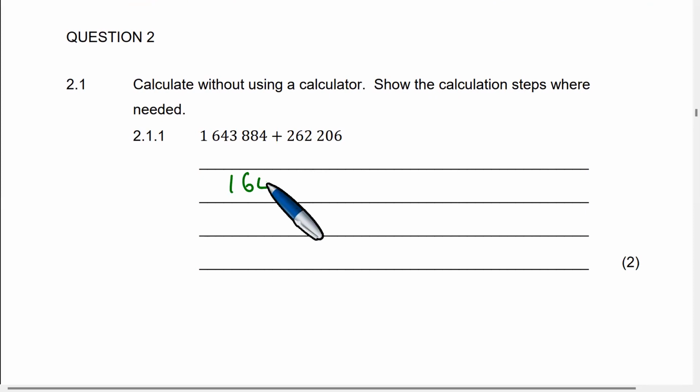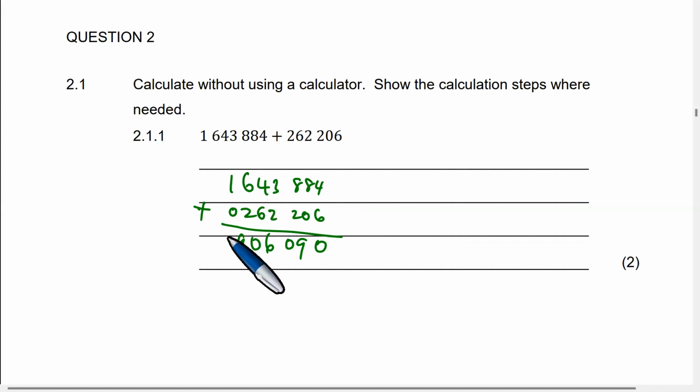So it's 1643,884. We have 206,262. Then you put a 0 here. Okay, we are adding. What is 6 plus 4? It's 10. So you bring down 0, then you carry 1. Okay, 8 plus 0 is 8. Plus 1, 9. 2 plus 8 is 10. You bring down 0, then you carry 1. 3 plus 2 is 5, 6. 4 plus 6 is 10. Bring down 0 and you carry 1. Here, 9. Here, 1.